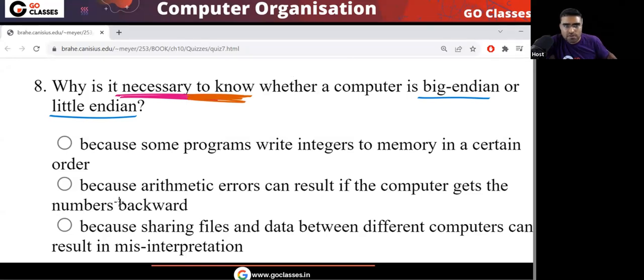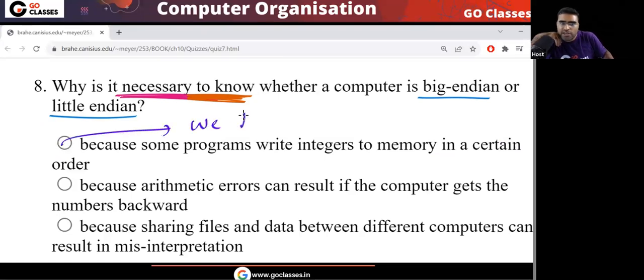What is the answer? The answer is C. Because some programs write integers to memory in a certain order, this does not matter. Yes or no? Tell me, as a programmer, did you ever worry about big endian, little endian? You never worry about it. So some programs write integers to memory in a certain order, and it does not matter. Here we don't care.